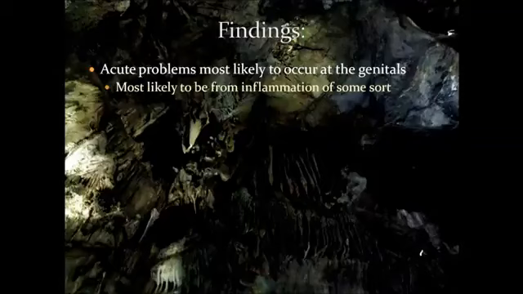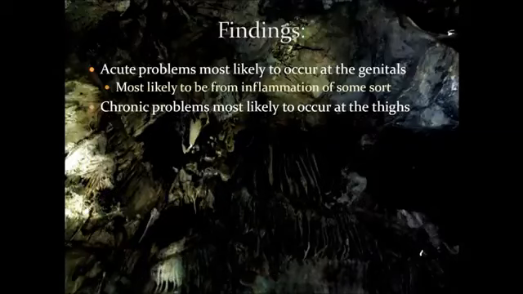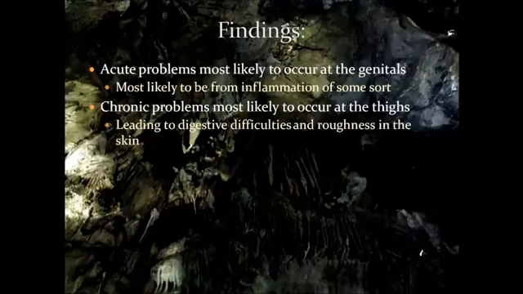So first thing, acute problems are most likely to occur at the genitals, most likely from inflammation of some sort. So it can even tell you whether it's going to be some sort of inflammatory process or a form of fluid blocks, which is kind of cool.